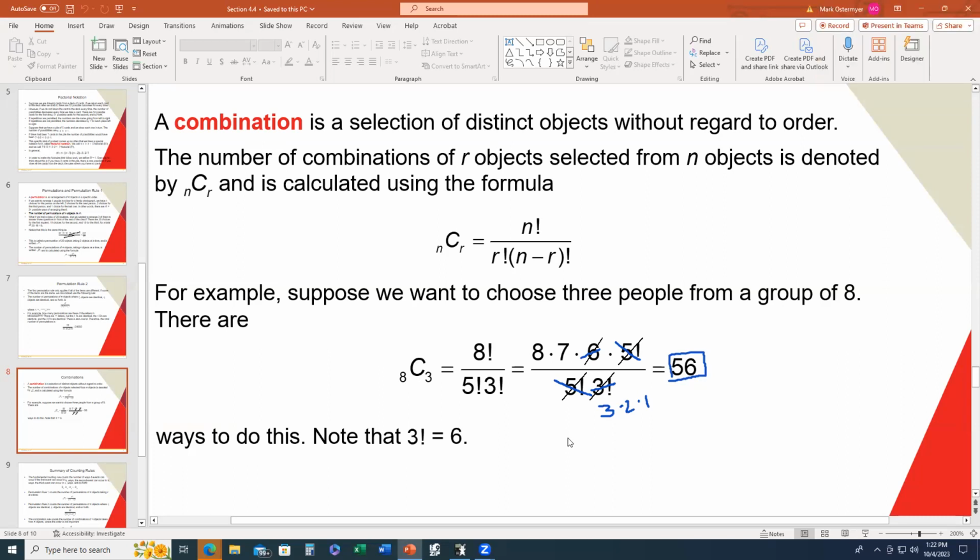More. A lot more, right? If order matters. Okay, because Ben, Sue, and Harry would be different than Harry, Sue, and Ben. All right. But if order doesn't matter, there's only 56 ways of selecting 3 people from 8 people.